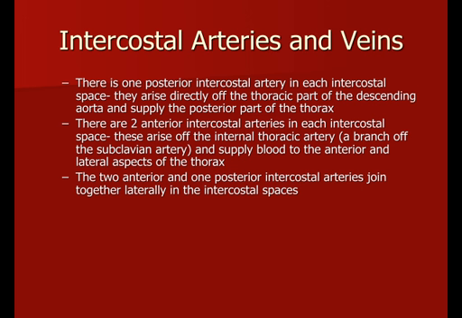Intercostal arteries and veins. There's one posterior intercostal artery in each intercostal space. They arise directly off the thoracic part of the descending aorta, and they supply the posterior part of the thorax. There are two anterior intercostal arteries in each intercostal space, and these arise off the internal thoracic artery, which is a branch of the subclavian, and supplies blood to the anterior and lateral aspects of the thorax. The two anterior and one posterior intercostal arteries join together laterally in the intercostal spaces.